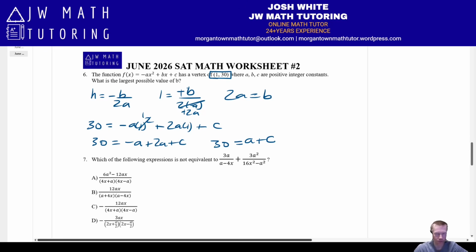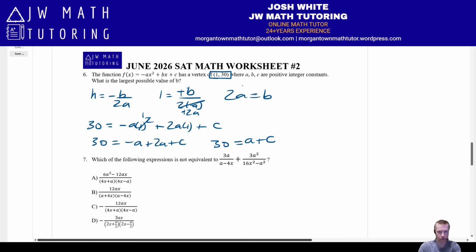All right, the reason I'm doing this is because now I have a relationship between a and c that allows me to determine the largest value of a, which will then also tell me the largest value of b, because notice a and b are directly proportional to each other. As a increases based on this equation, b would also increase, and vice versa. So the question is, what's the largest possible value of a?